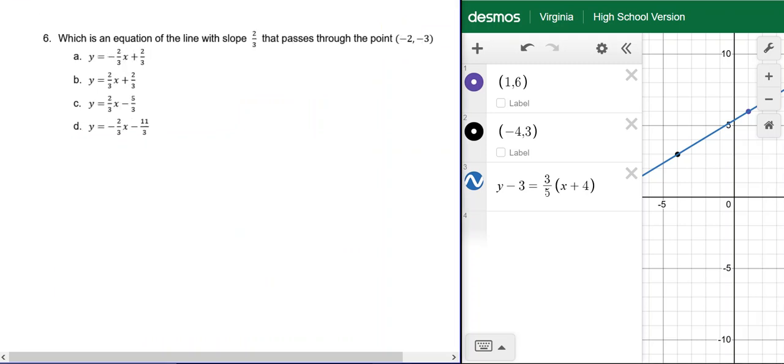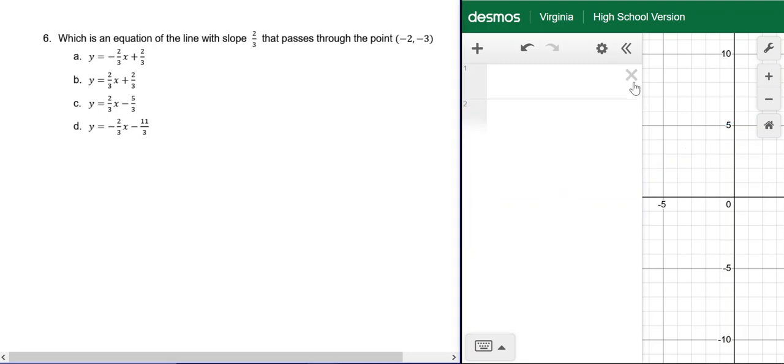What is the equation of a line that has a slope of 2 over 3 and that passes through the point -2, -3? All right, so for this one, you know that it's written in slope-intercept form. So if I'm able to find what the slope is, well, I do know what the slope is. It tells me that the slope is 2 over 3. And then if I know what the y-intercept is, then I can write my equation.